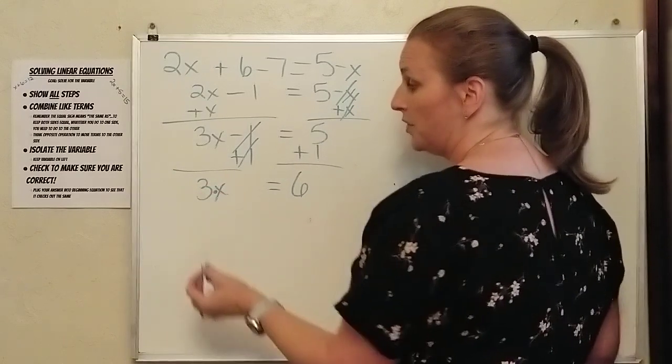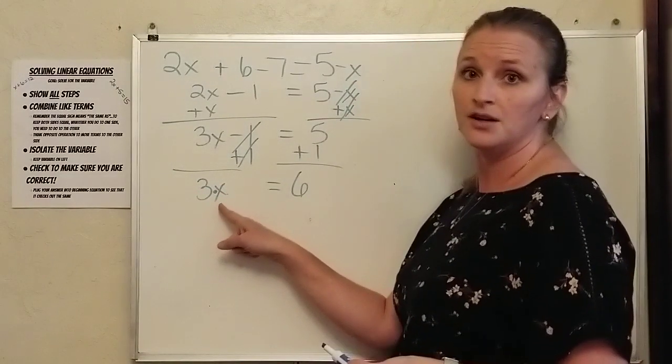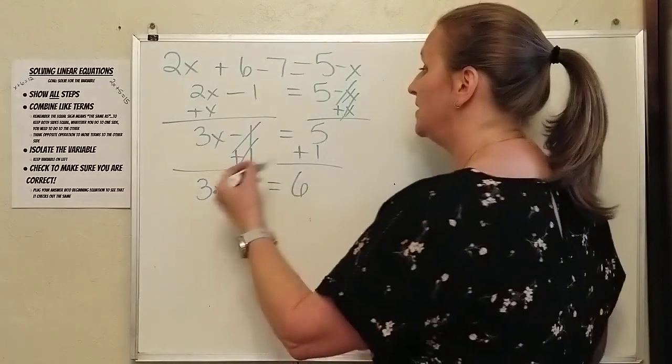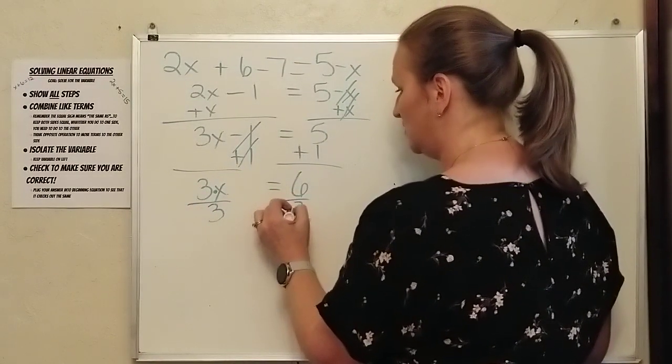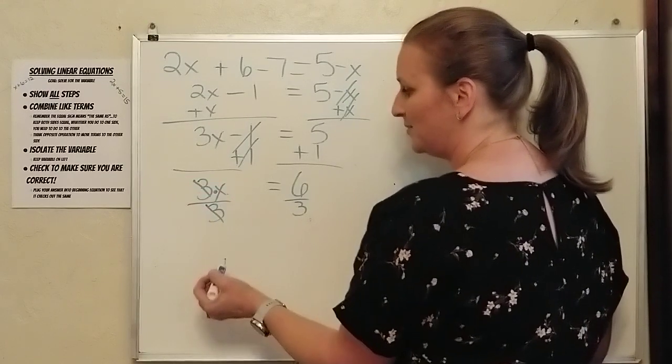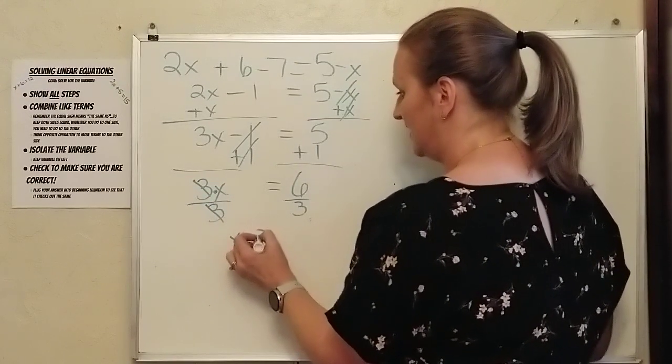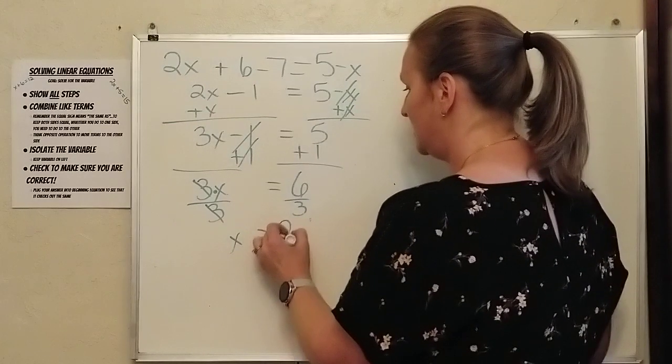3x we know is just 3 times x. You can put in that little dot showing it's multiplication. I want to do the opposite. I want to divide by 3. What I do to one side, I need to do to the other. 3 divided by 3 is just 1, leaving me x, equals 6 divided by 3 is 2.